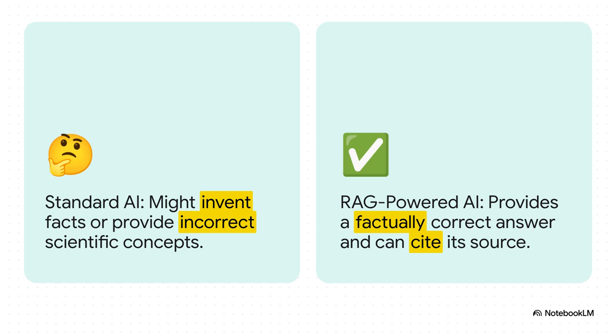A standard AI might just pull a historical date out of thin air, but a RAG-powered AI, it'll find the correct date in the textbook, give it to you, and then it can even cite its source. It can show you exactly where it found the information. When it comes to fighting those crazy AI hallucinations, this is a total game changer.